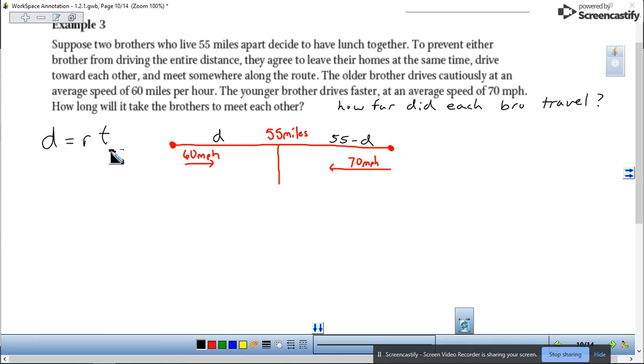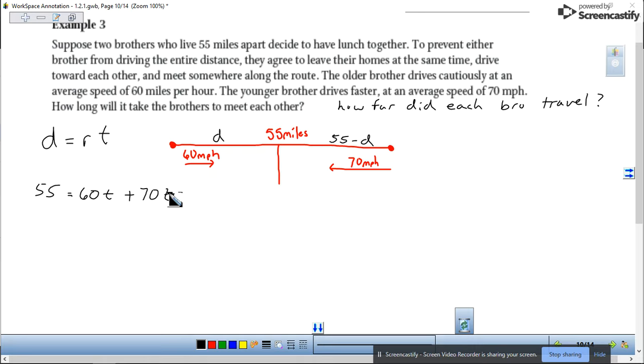So distance equals rate times time. All right, so let's think about that. We know that the two brothers together are going to travel a distance of 55 equals, well, what's the rate and what's the time for the first brother? Well, we know his rate. He was going 60 miles an hour, but we don't know his time. Okay, and the other brother, we know how fast his rate was, but we don't know his time either. We do know the time should be the same because they left the house at the same time and are meeting in the middle. So we know that it's the same variable for t there.